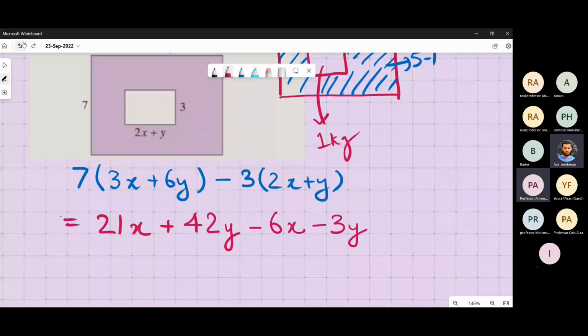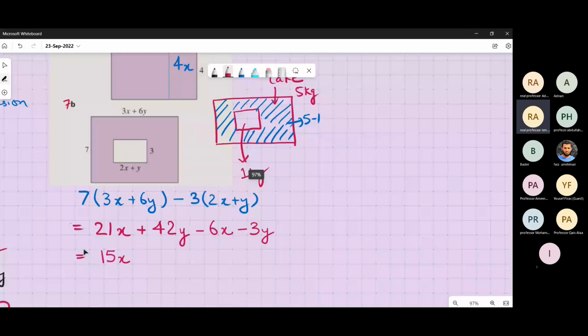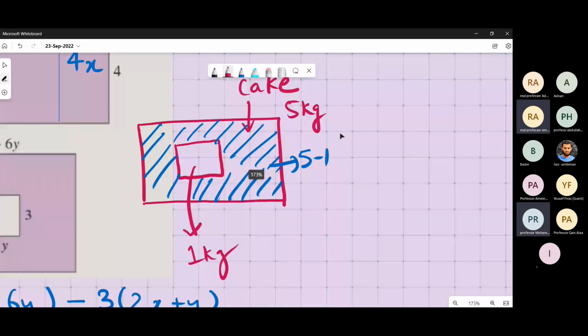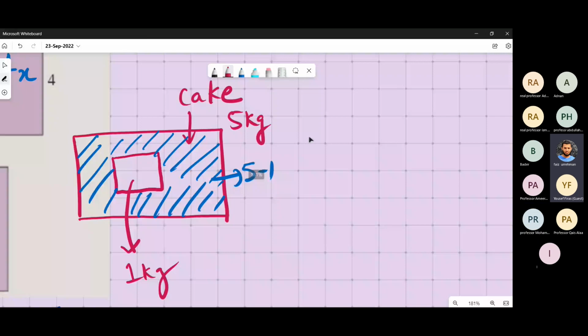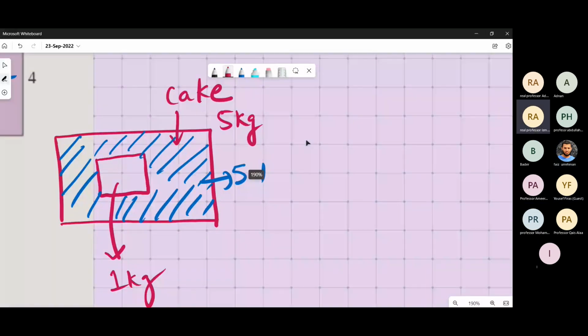Mr., I understood the original one, but I didn't understand the cake example. You understand the cake one? Who will explain? I understand. Explain to him the cake logic.